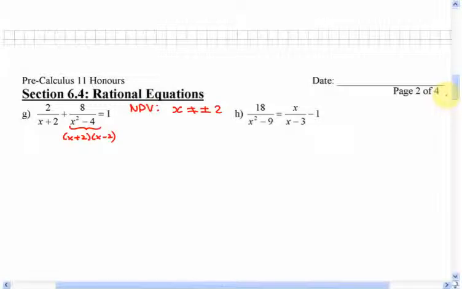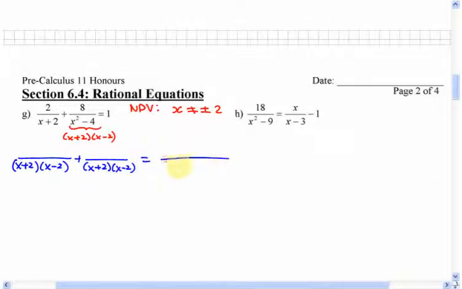X squared minus 4, sure. Or if I'm going to write it in factored form, I'll say it's the x plus 2 along with the x minus 2. Once again, it doesn't matter if you want to use the factored form or the expanded form. Just use something that you like. I like the factored form so I can see what factors I'm missing. That's all. Right, Mavis?